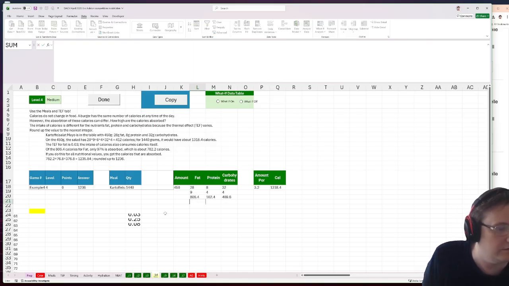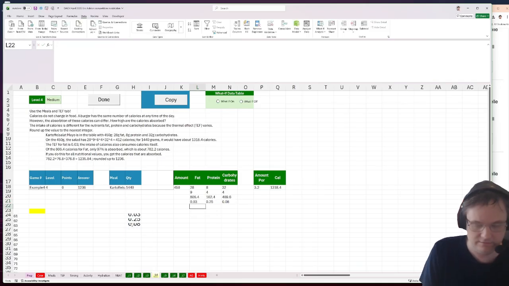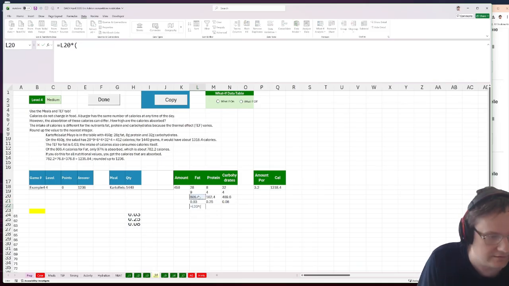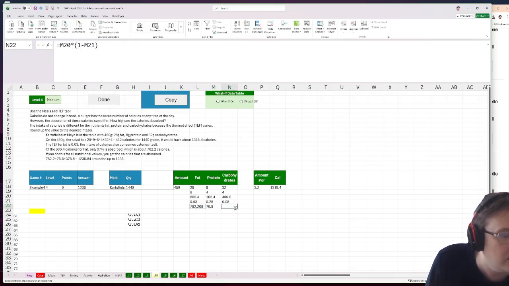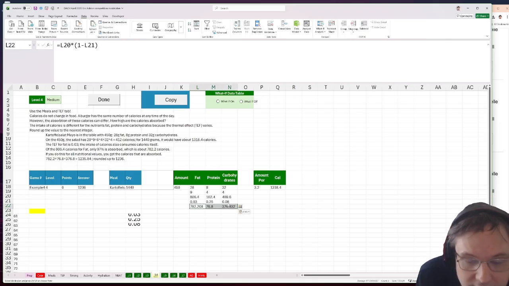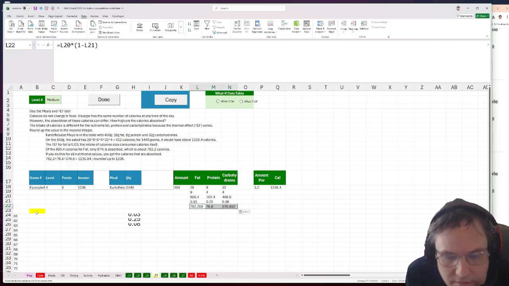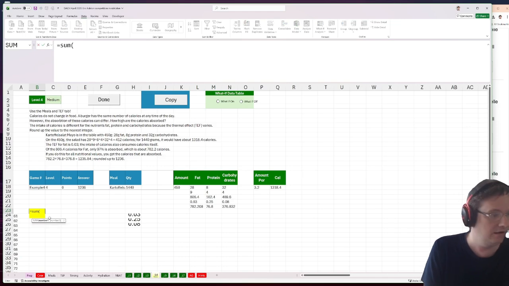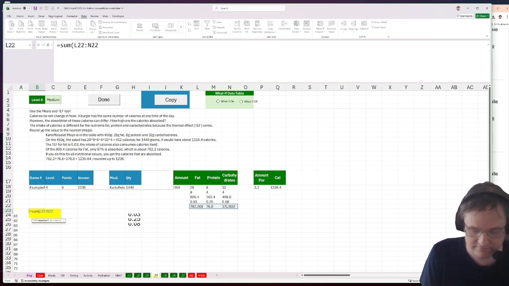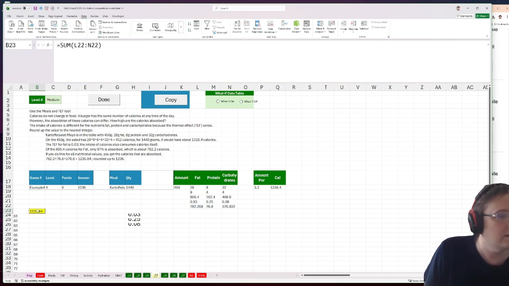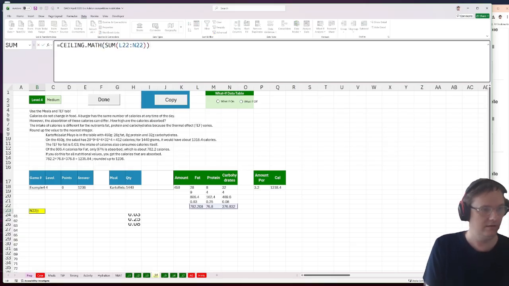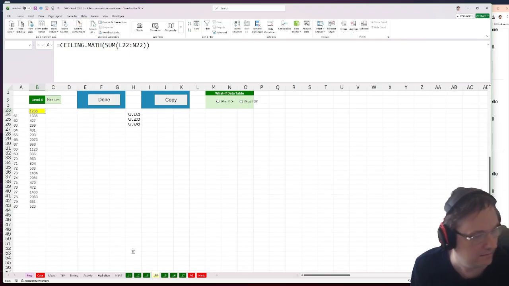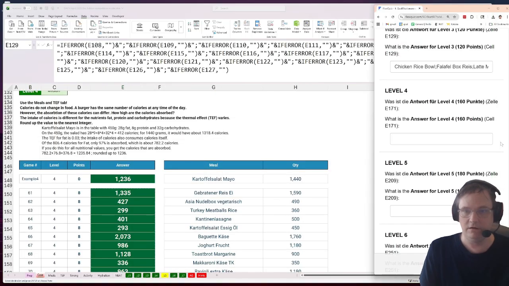So this equals this times 1 minus that. Add these together and it is the correct answer. Sum of that, then round up, yep, ceiling math. All right, and that's level 4.